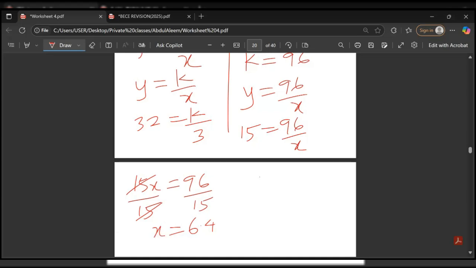All right. So the next person, Olatunji. Make x the subject of the formula in this. I've answered this one. That's the question this person asked. I've answered it.